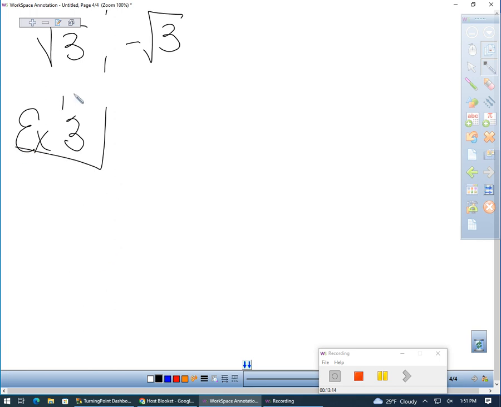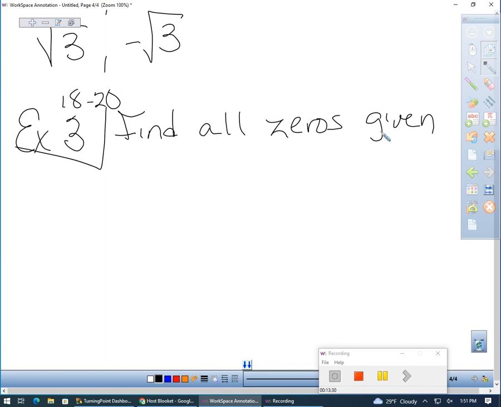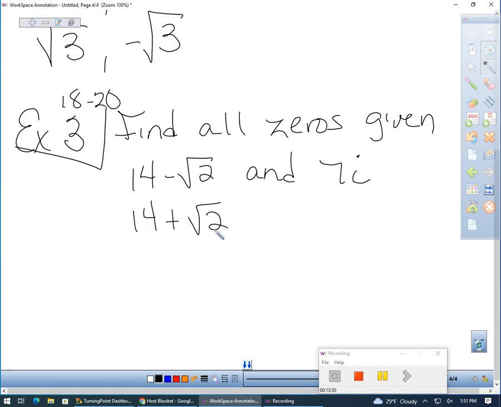This will cover your 18 through 20. Find all zeros given, let's say I tell you that we have 14 minus square root 2 and 7i. Well, we have zeros at 14 minus square root 2, but that means I also have a 0 at 14 plus square root 2. If I have a 0 at 7i, that means I also have another 0 at negative 7i. That's all you have to do is list them all.